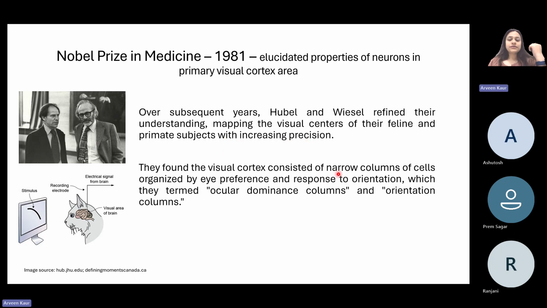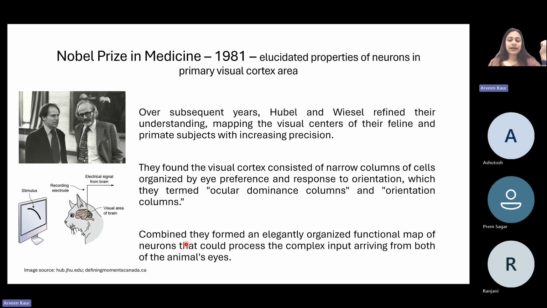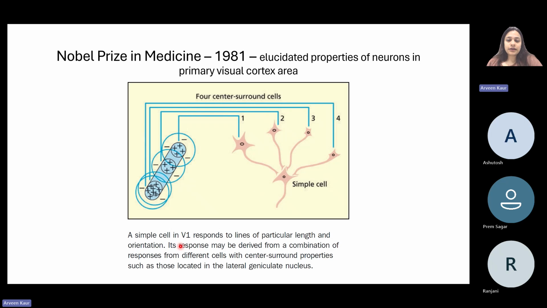And they found that the visual cortex consisted of narrow columns of cells organized by eye preference and response to orientation, which they termed ocular dominance columns and orientation columns. They formed an elegantly organized functional map of the neurons that could process the complex input arriving from both of the animal's eyes, right? So, this was a simple cell, right? A simple cell in V1, which is the primary visual cortex area in the brain, responds to lines of particular length and orientation.